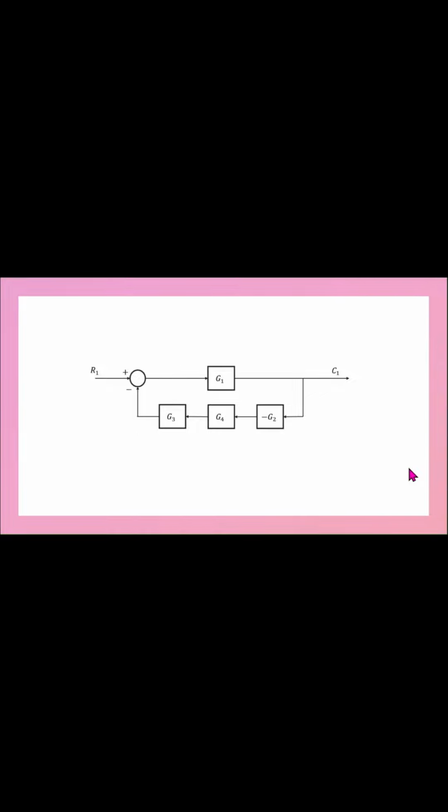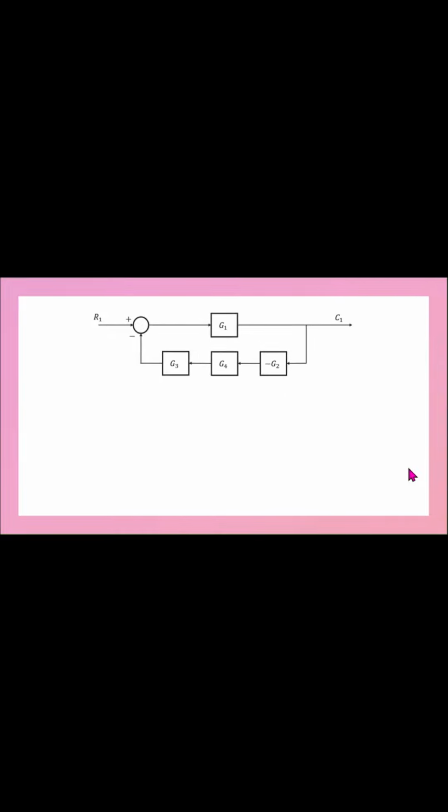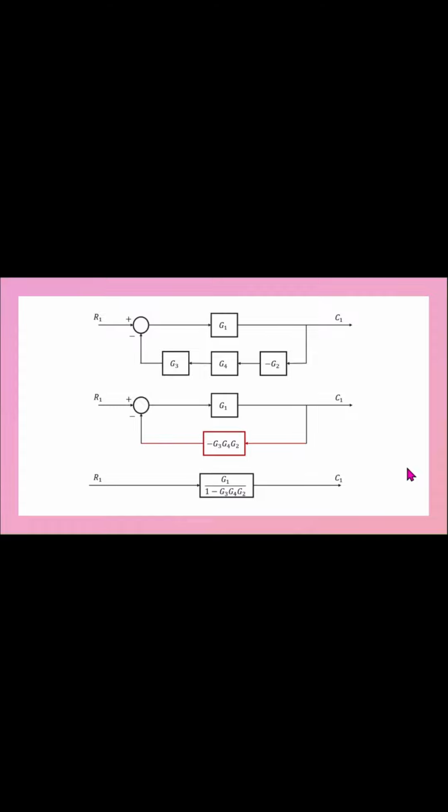Now let's start with reducing this block diagram. We have negative G2, G4, and G3 in series, so they could be reduced by multiplying them together. This creates a direct feedback loop with the transfer function G1. Okay, as a result, the reduced block diagram will give a transfer function of G1 over 1 minus G3 times G4 times G2. And this is the final transfer function we have.